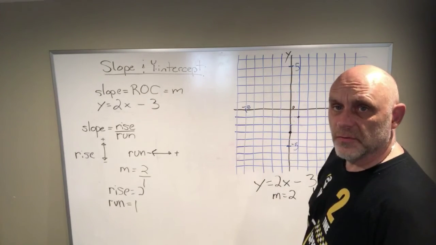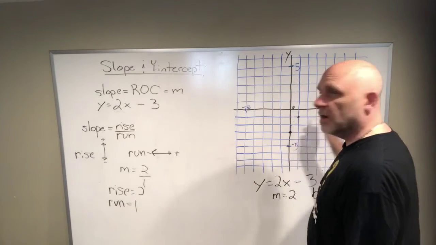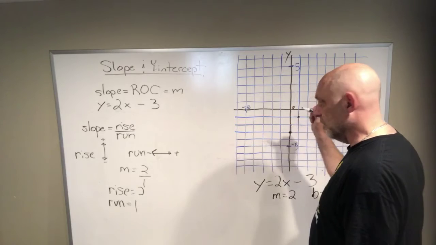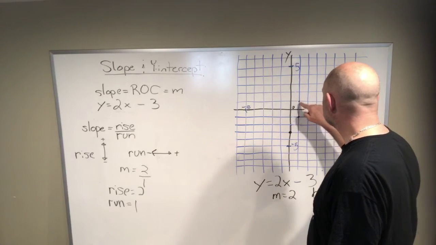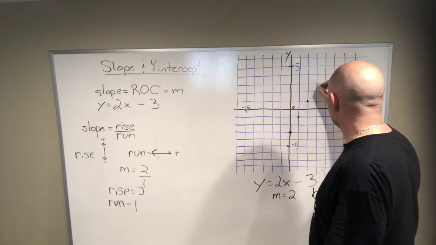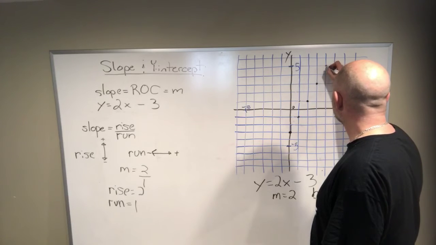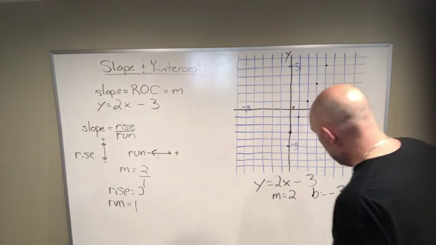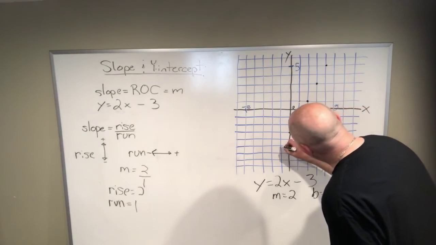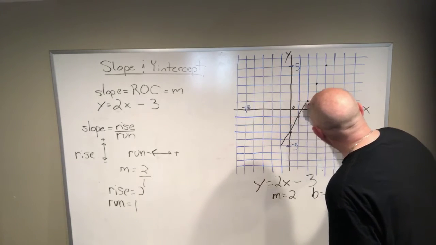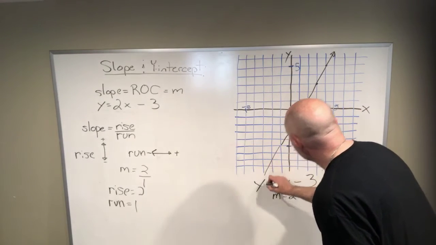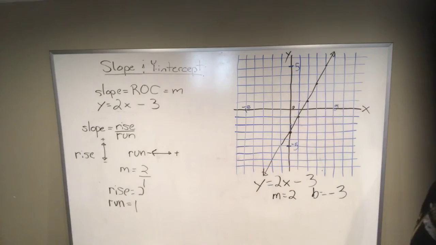Or I could put more points if I want. Sometimes it may help you draw a straight line, especially if you're doing it freehand like I am. So I go up 2, 1 to the right. 1, 2 up, sorry, no confusion. 1 to the right. 2 up, 1 to the right. Okay? Now I can draw, I don't have a ruler. Okay, I'm going to draw it freehand. Please excuse me if I don't draw this straight. That's it. That's the line.